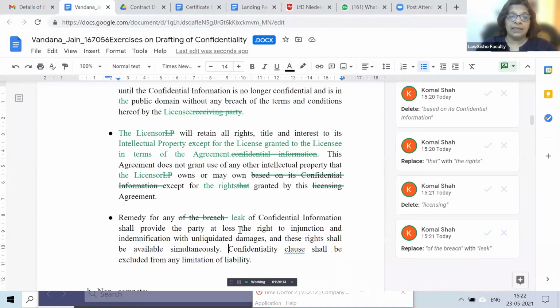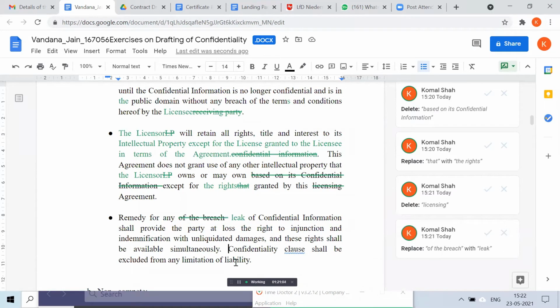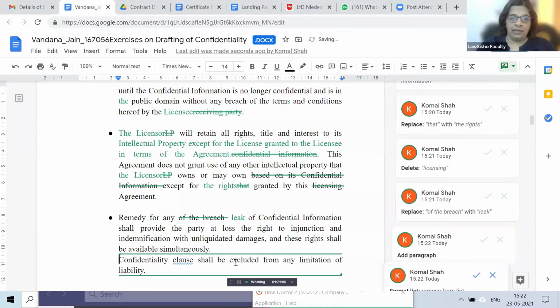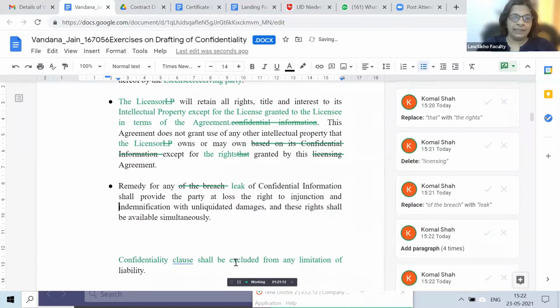This sentence is correct, but the one in the beginning, what is it that you want to do here, Vandana? What is the effect you want to achieve here? The effect is that the person shall claim damages, right? For whatever is the claim, injunction and unliquidated damages. So both can be attained together, not like one after the other. But the drafting does not make that very clear.